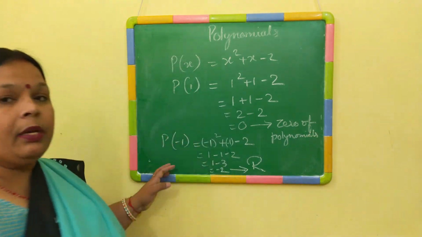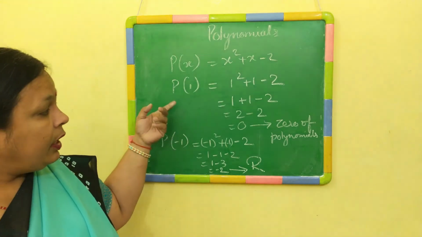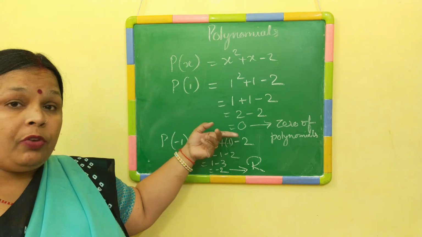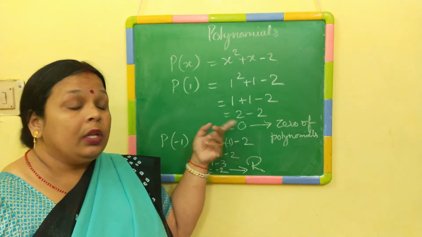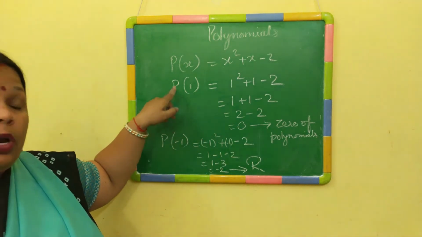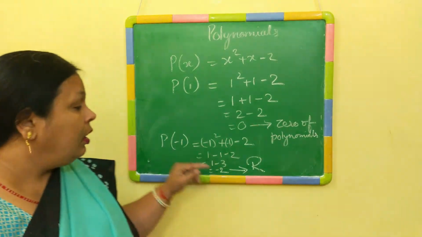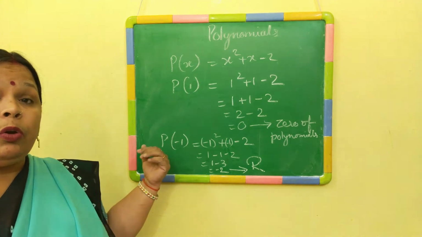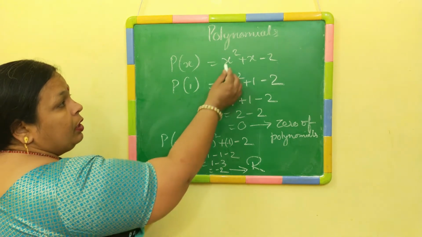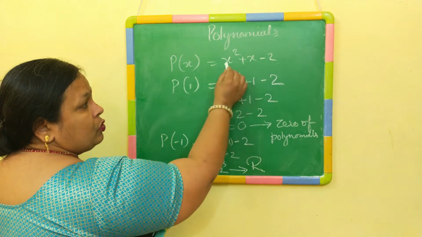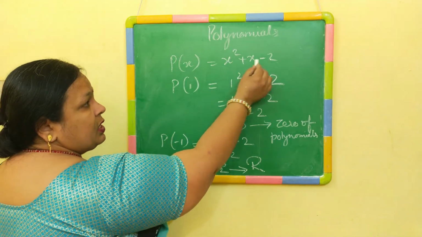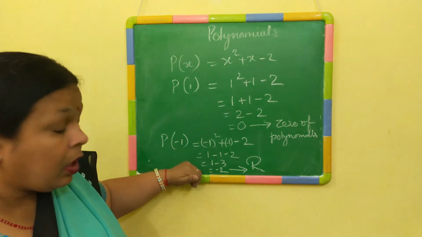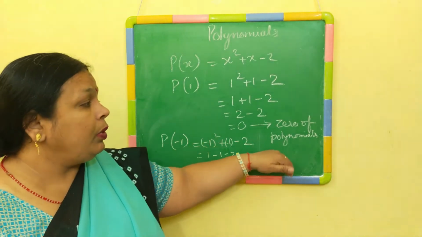So with the help of the example, the two concepts are clear: for a particular value, on substituting in the equation, when we get the answer as 0, that particular value will be called the zero of the polynomial. Whereas when you substitute, p of -1, what will be p of 2? P of 2 will be 2 square plus 2. That is, 2 square is 4, 4 plus 2 is 6, 6 minus 2 is 4. Clear?